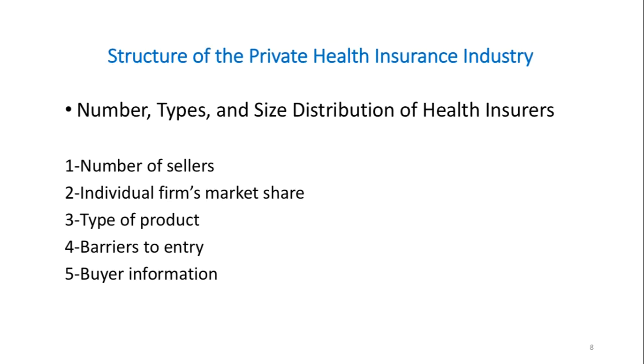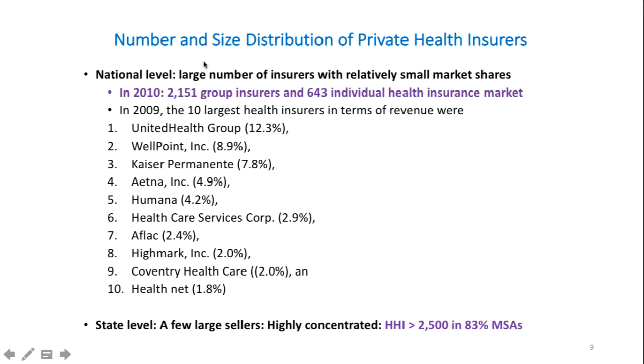Now, we want to know what the market power is currently in this industry structure. Based on the structure of the private health insurance industry, we look at these characteristics one by one to determine whether the private health insurance industry currently enjoys market power. So for the number and size distribution of private health insurers, we see that at the national level, there are a large number of insurers with relatively small market shares.